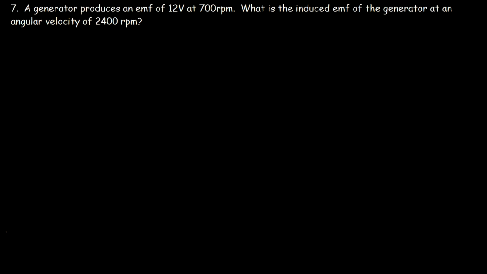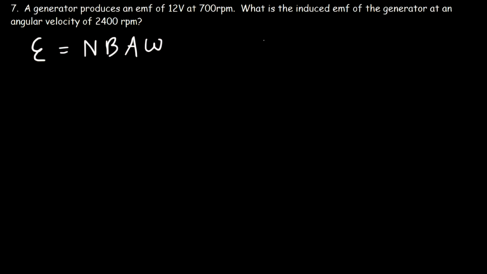Number 7. A generator produces an EMF of 12 volts at 700 RPM. What is the induced EMF of the generator at an angular velocity of 2400 RPM? We know that the maximum EMF is equal to the number of loops times the strength of the magnetic field times the area times the angular velocity.